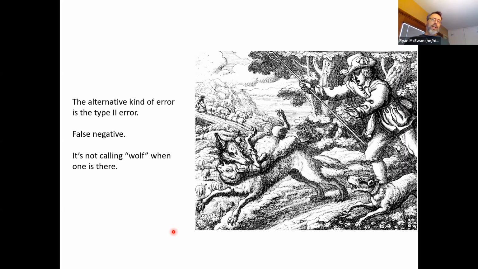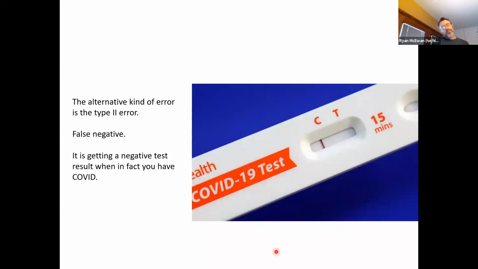Okay, alternative kind of error is a type 2 error or a false negative. It's not calling wolf when the wolf is out there. Then you got your sheep gets taken away. That's not good. Again, updating the lecture for modern times. I wrote this lecture the first time before COVID. Students had never heard of a false negative, but now everybody knows what a false negative is, unfortunately. Sad, but true.